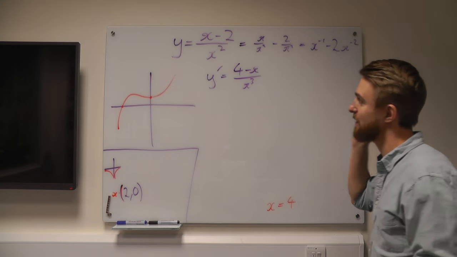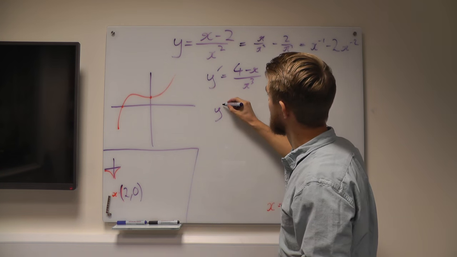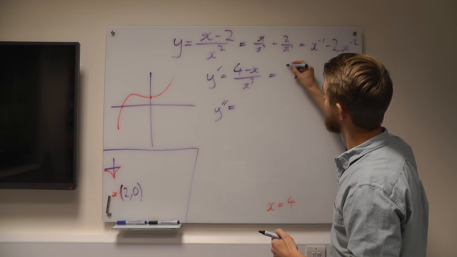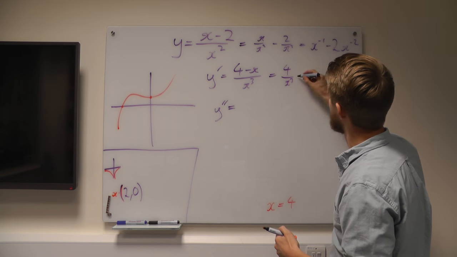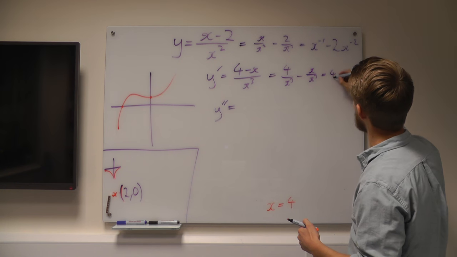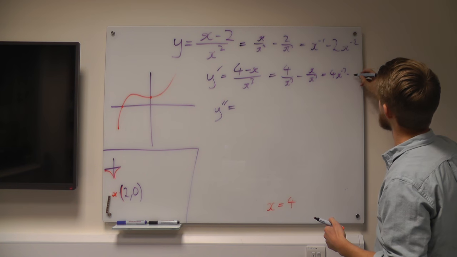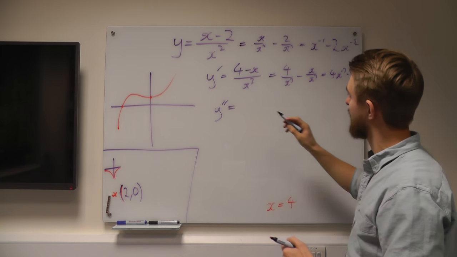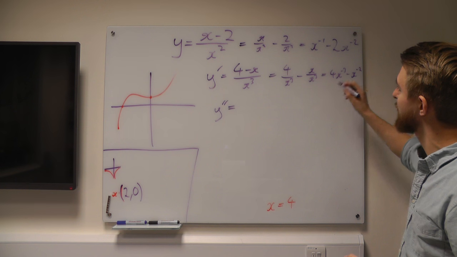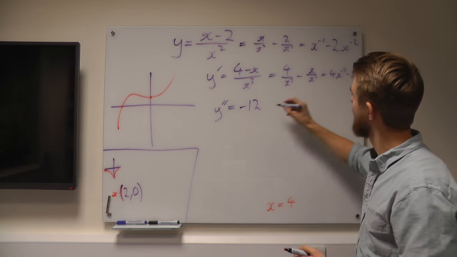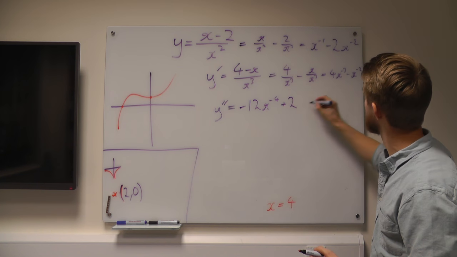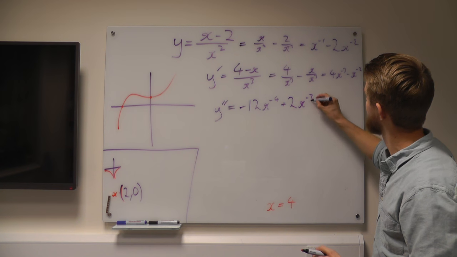Okay, so we just differentiate that again, and we get y double prime equals, so let's rearrange this to the form that was easier, so it's equals 4 over x cubed minus x over x cubed, equals 4x to the minus 3 minus x to the minus 2. Okay, so our second derivative is going to be 4 times minus 3, so that's minus 12x to the minus 4. And this is going to be plus 2x to the minus 3.